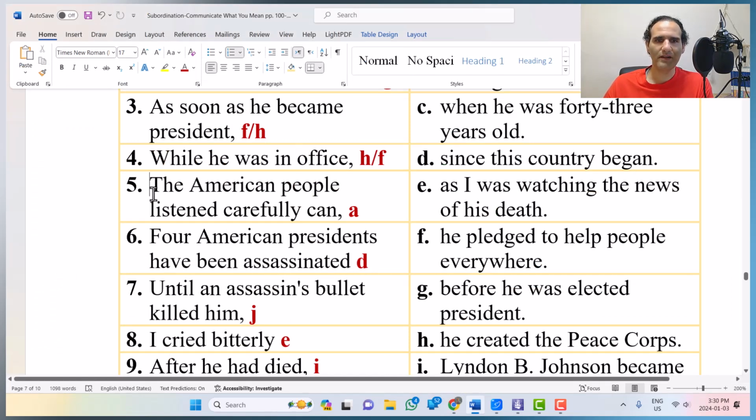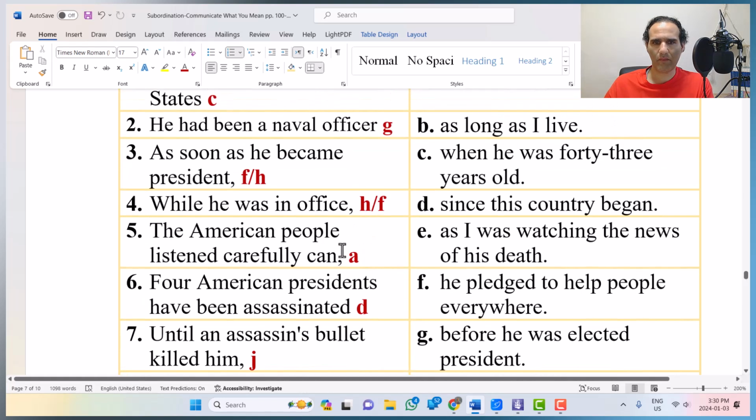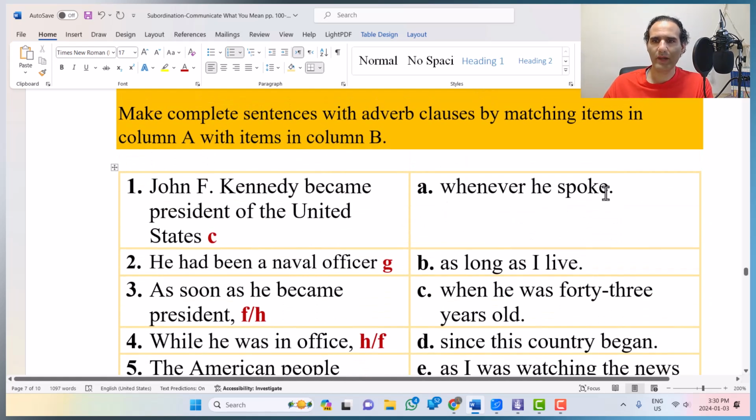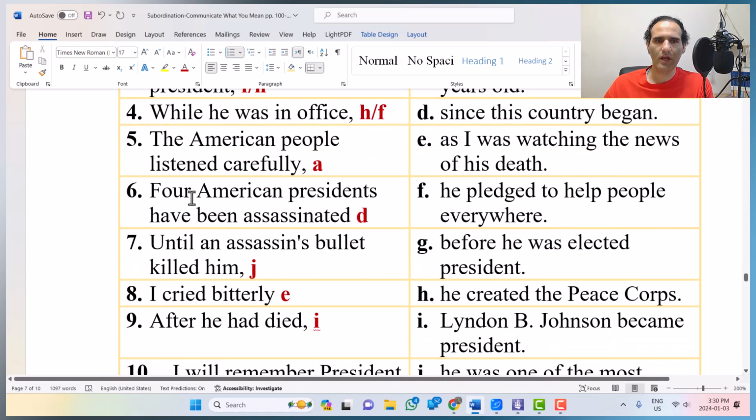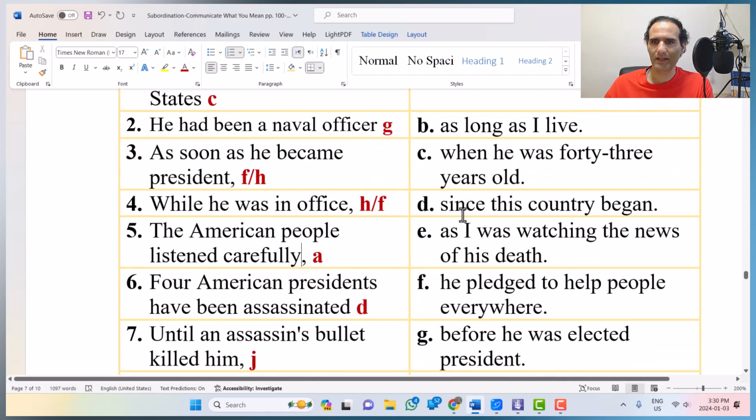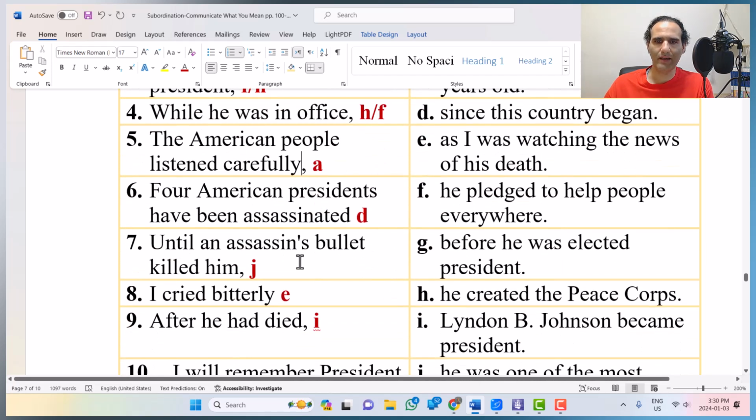Number 5, the American people listened carefully. What is that? Listen carefully, A, whenever he spoke. Listen carefully whenever he spoke. Four American presidents have been assassinated. D, since this country began.